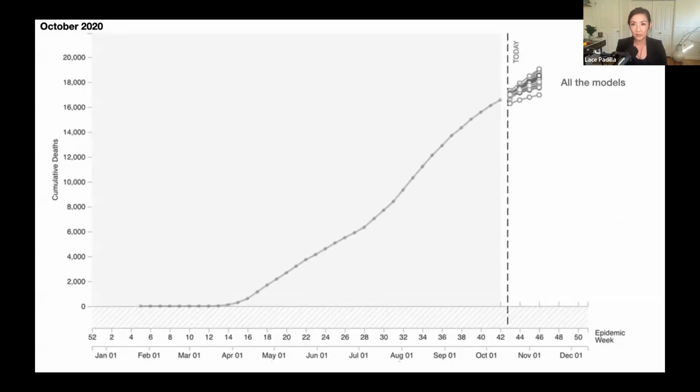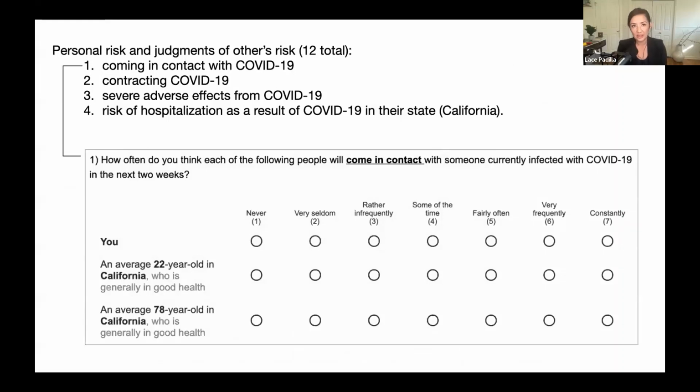The types of questions that we asked people were, we wanted to get a sense of how they interpreted the risk for themselves and for other people. We asked them a total of 12 questions, and an example of one of the questions is, how often do you think each of the following people will come in contact with someone currently infected with COVID-19 in the next 2 weeks? And they made that decision for themselves, an average 22-year-old in their state and an average 78-year-old person in their state.